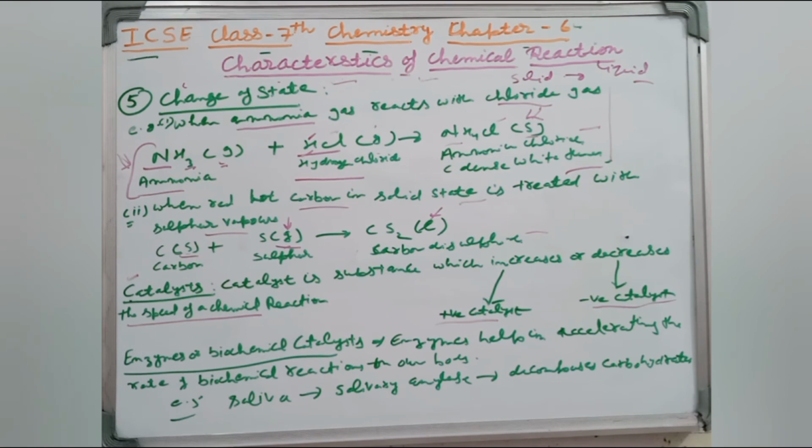Now, these catalysts are also found in our body. They are called enzymes or biochemical catalysts. Enzymes like pepsin and trypsin are all found in our body. In our saliva, there is salivary amylase which helps in the decomposition of the carbohydrates we eat. Right, students?